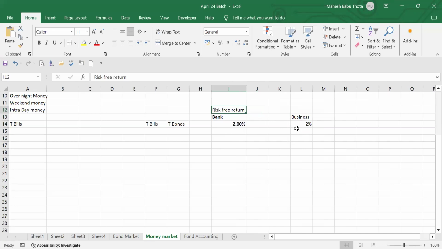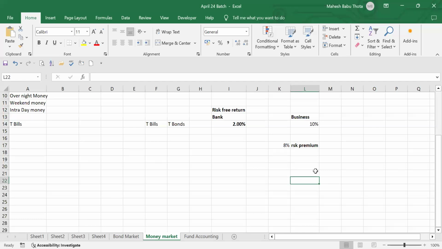Normally, let's assume I'm expecting a 10% return. Without any risk, I'm able to generate 2%. But with risk, I'm expecting 10%. So what is the amount of return you're taking extra for the risk? 8%. For the 8% return, you are taking a risk, right? So this is called risk premium. And this is called risk-free return.